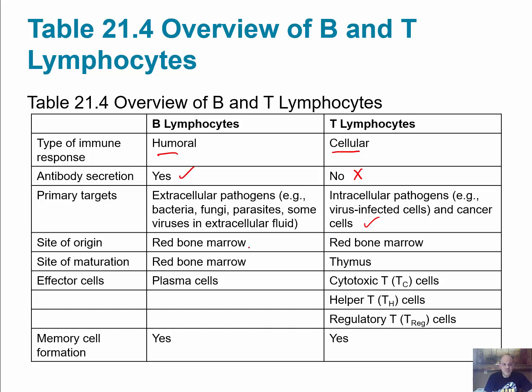And then the site of origin: both are going to originate lymphocytes in the red bone marrow. And they mature in different places though. The B lymphocytes mature in the bone marrow, and the T in the thymus. For the types of effector cells produced after differentiation from activation, the B lymphocytes produce plasma cells. The plasma cells are going to be the ones that actively produce antibodies. And for T lymphocytes, we have a few types. We have the cytotoxic T cells, the helper T cells, and the regulatory T cells. And both do produce memory cells.